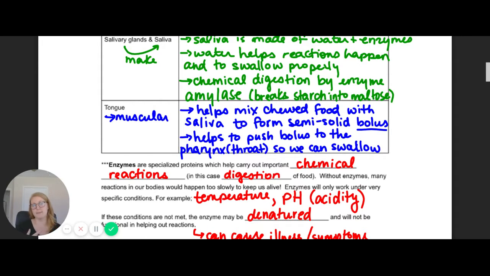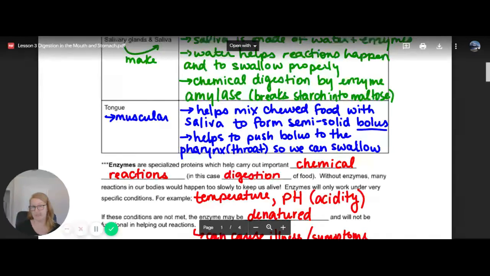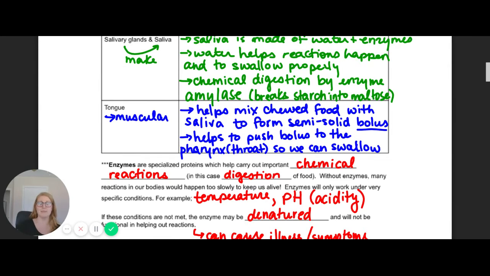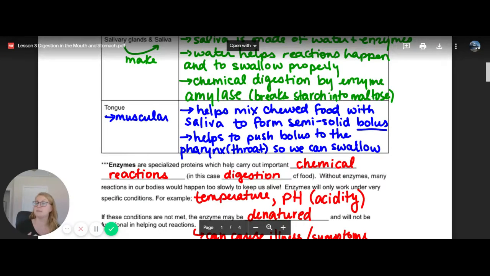And what forms at this stage, after the tongue has mixed those together, is a semi-solid. That semi-solid of partially digested material along with our saliva is called a bolus. The tongue also helps to push the bolus back towards the throat, which is also called the pharynx, helping us to swallow.